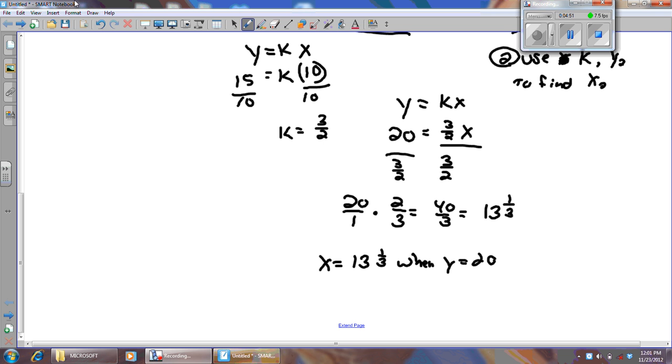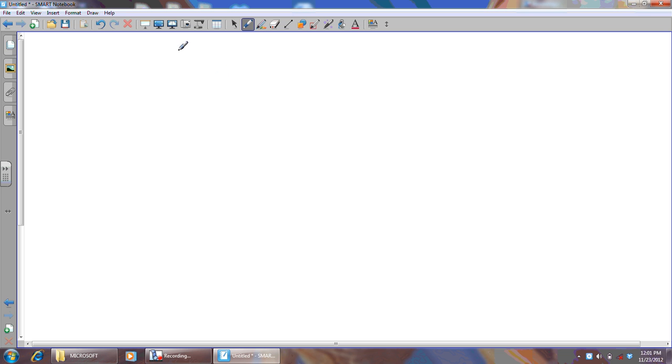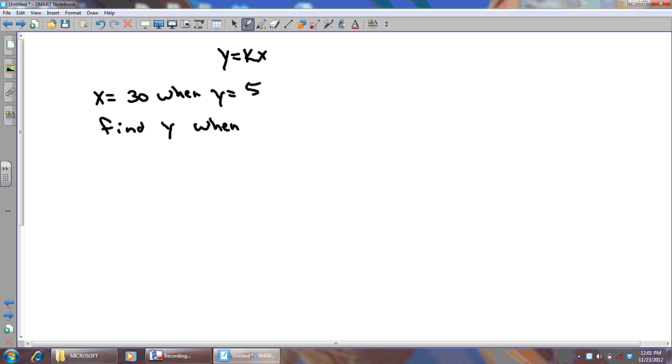So let's do another example. Remember, we're going to use y equals kx. Let's assume that x and y vary directly. x equals 30 when y equals 5. Find y when x equals, I don't want to go 20, let's go 10.